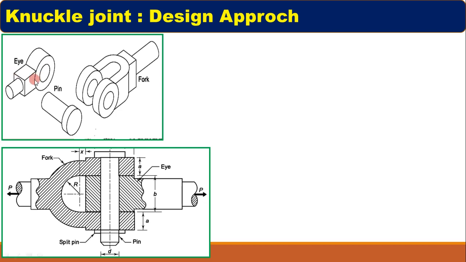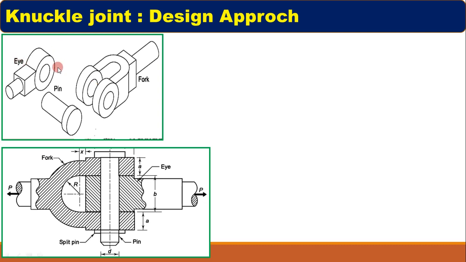So these are the parts of the knuckle joint. This is the eye, this is the fork, and this is the pin. This is the assembly of the knuckle joint. As we have discussed, this knuckle joint is used to connect two rods which are subjected to tensile load, and because of this tensile load applied at the end of the rods, the fork, the eye and the pin may be subjected to more than one type of stress, and thus the failure would also occur in more than one type.